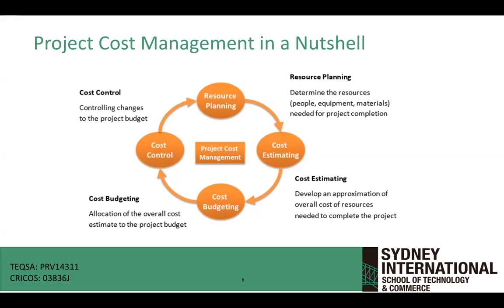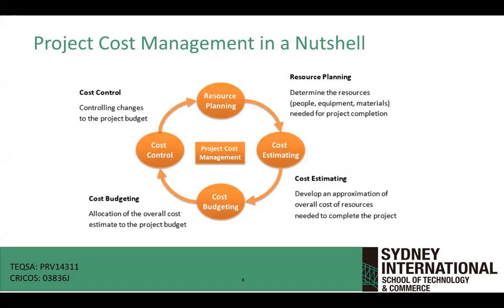Cost budgeting, allocation of the overall cost estimate to the project. So let me actually budget. Let me estimate the first week, the second week, the third week, the first month, the second month. Let me create a budget, estimating how much things are going to cost me at any point of time. And finally, let me create a cost control. How do I control my costing at any point of time?